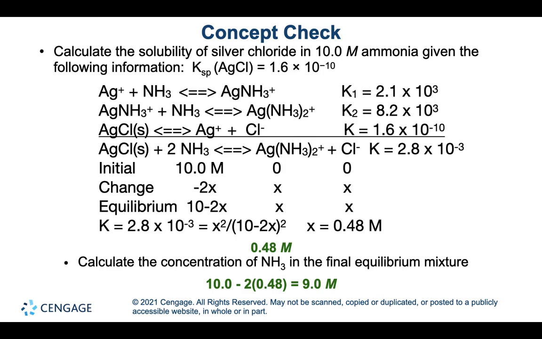So 0.48 molar would be x. That would be the Cl- ion that would dissolve, meaning that's how much AgCl you got to dissolve. The Ag would be in the form of Ag(NH3)2+. Now how much ammonia is left over? Well, looking at 10 minus 2x, that would be 10 minus 0.96, which comes out to 9.04 molarity.